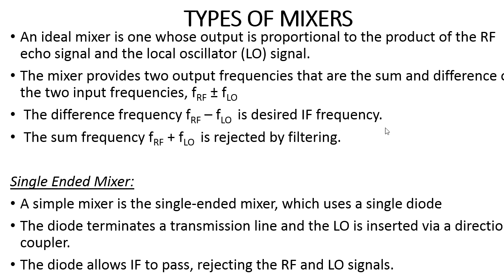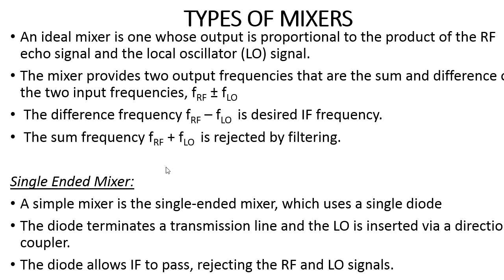The output frequency at the mixer is FRF plus or minus FLO. FRF is the frequency of the radio frequency signal, and the difference is the desired IF frequency. We need that signal, we call that the desired IF, which contains the information of the target. And FRF plus FLO, the sum signal, we call a rejected signal, meaning there is a noise signal present that we need to eliminate. How can we eliminate it? By using the filter here.